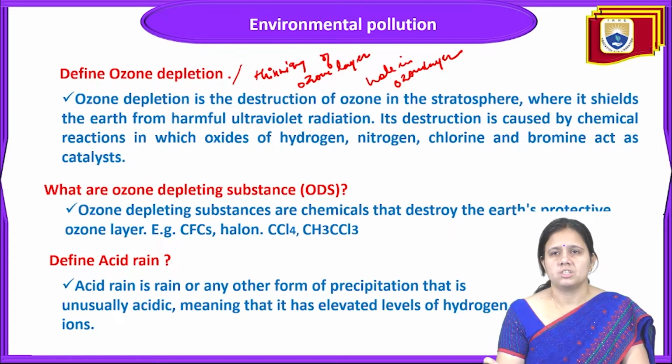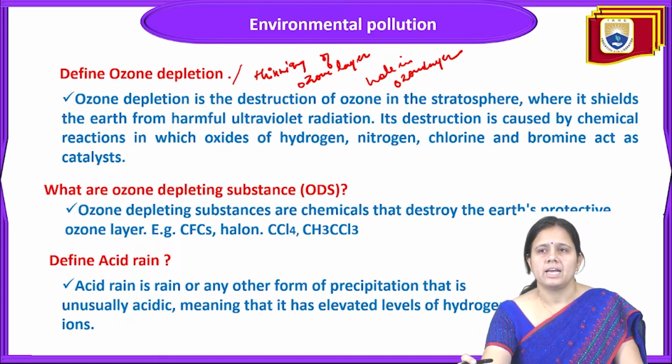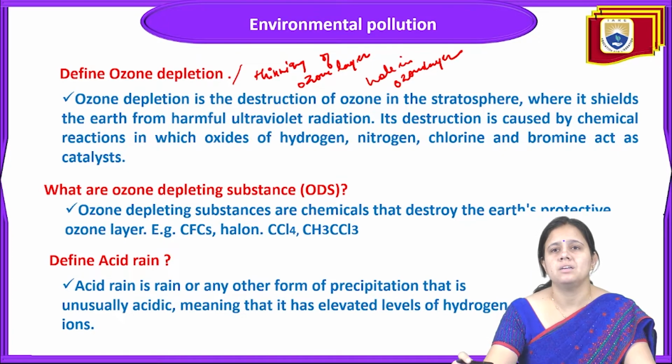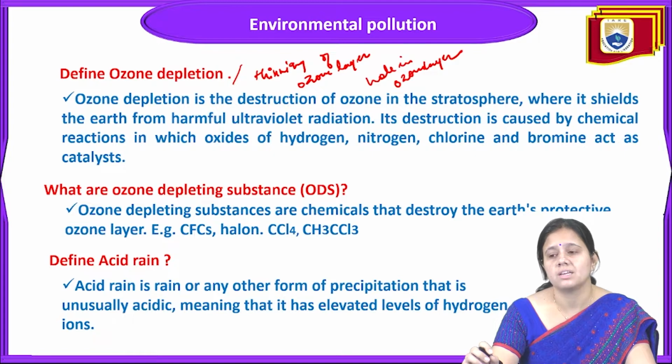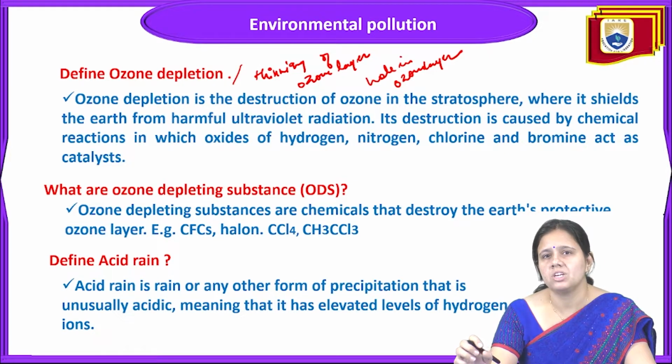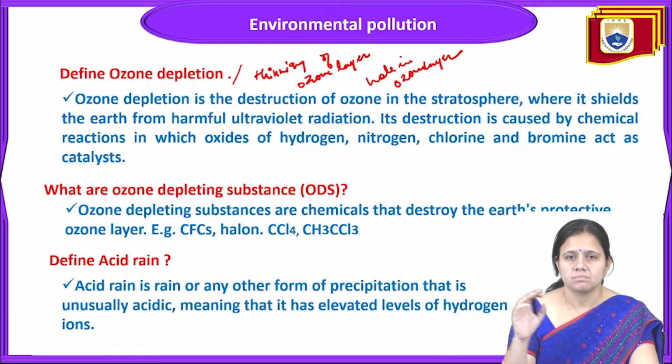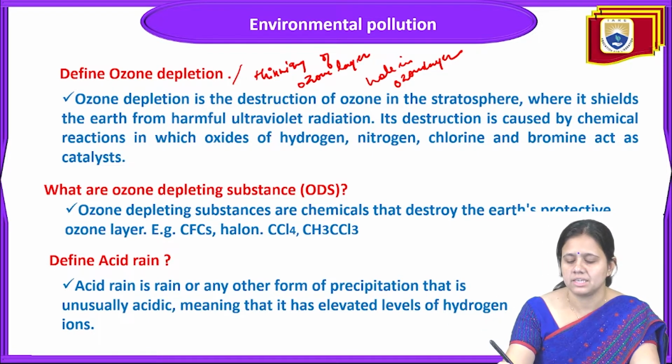Ozone depletion is a destruction of ozone in the stratosphere, where it shields the earth from harmful ultraviolet radiation. And this destruction is caused by some chemical reactions in which oxides of hydrogen, nitrogen, chlorine and bromine act as a catalyst. So ozone depletion is nothing but a destruction of the ozone layer in the stratosphere, where it shields the earth from harmful UV radiation.